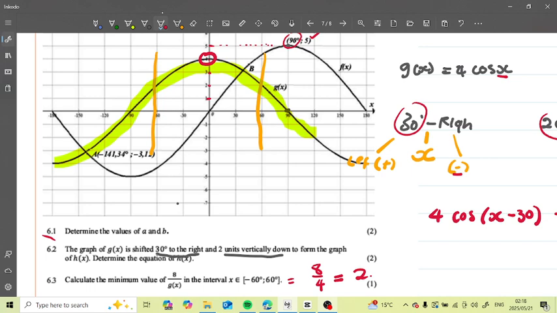So minimum and maximum values do not necessarily represent your turning points, but they're related to your turning points. Every time you're going to solve for minimum and maximum value questions, you need to make reference to your turning points. Now, with that being said, let me just erase here so that we could do the other questions.